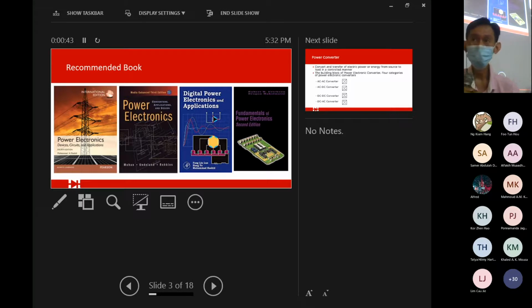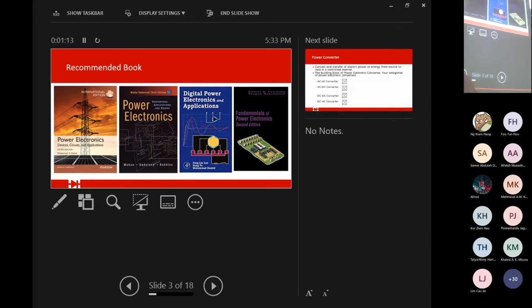So basically what I do is that I prepare all the slides, okay? That will consist of all the information you require to know about Power Electronics. And if you would like to know more, then you can always go to the textbook. So these are the 4 textbooks that I highly recommend for you all to reference.